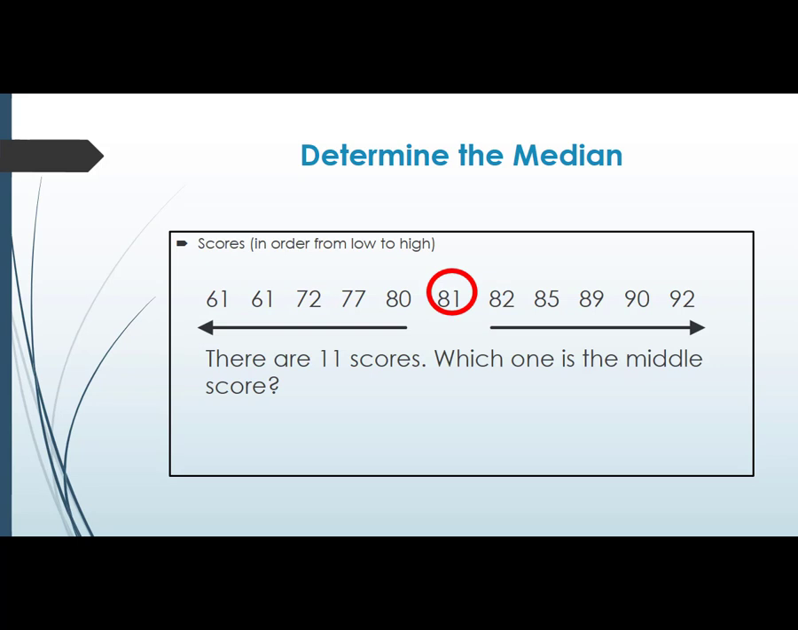Scores in order from low to high. So there are 11 scores. So you notice here, 1, 2, 3, 4, 5 scores here. 1, 2, 3, 4, 5. This is your middle. Okay, 81. So that is an example when there is an odd number of scores. Odd number, it's pretty easy. You just figure out how many there are and you go right in the middle. So there should be 5 below and 5 above.